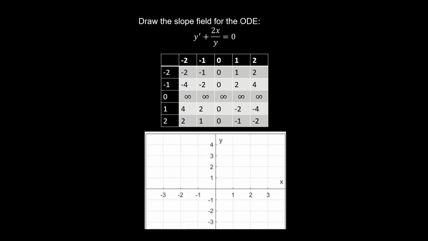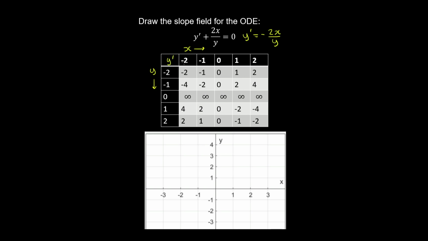Let's draw the slope field for this ordinary differential equation. So what you do is write the derivative in terms of x and y by subtracting 2x on y from both sides, and then you substitute for different values of x and y. So we have x in this direction and y in this direction in a table. And you get the following values for the first derivative y dash in this table.